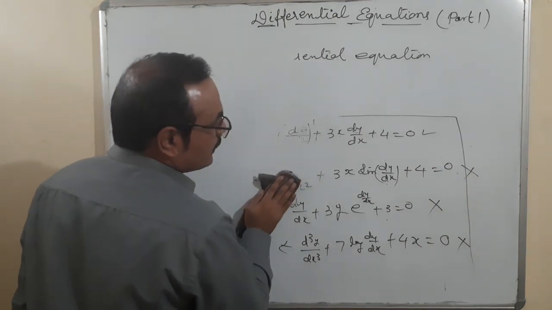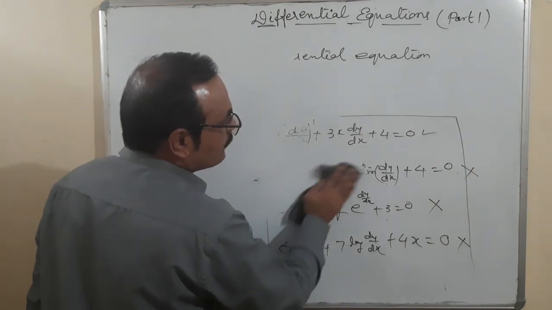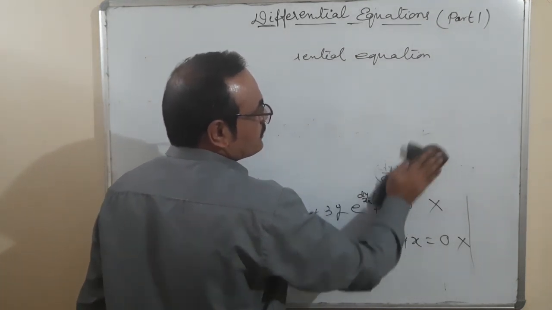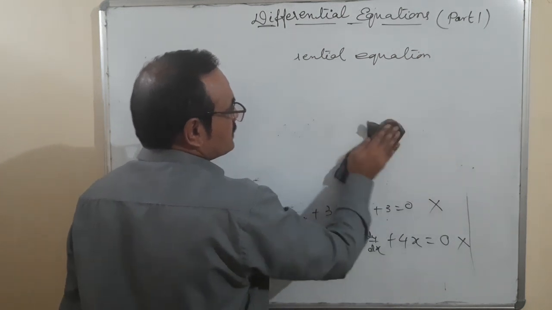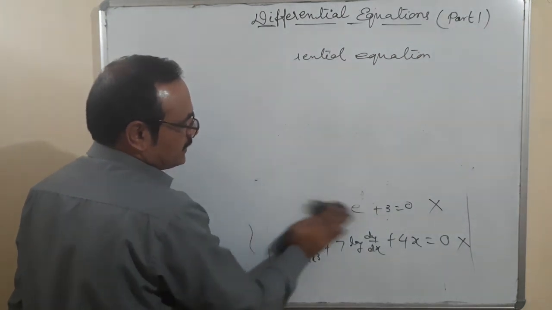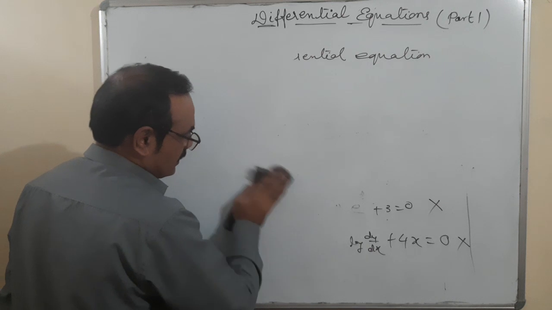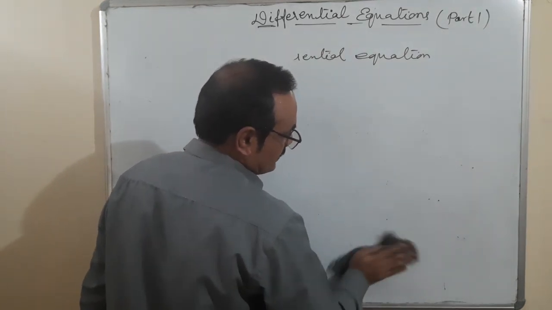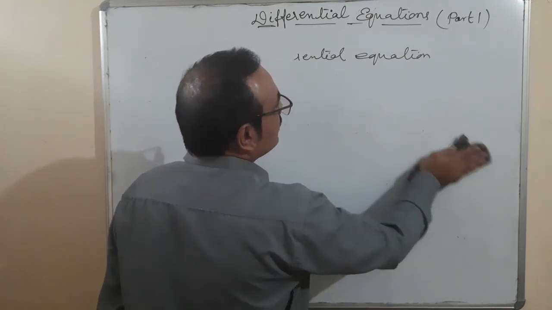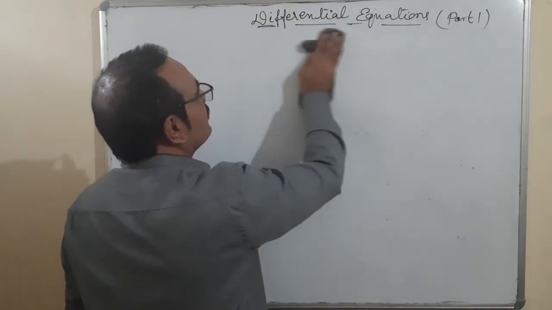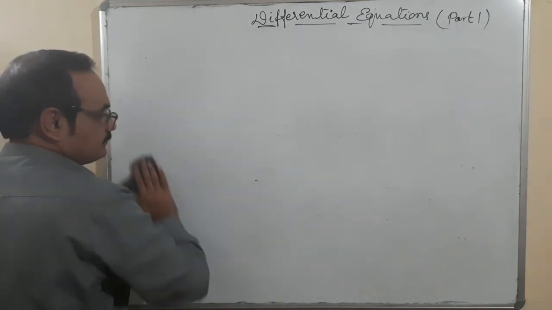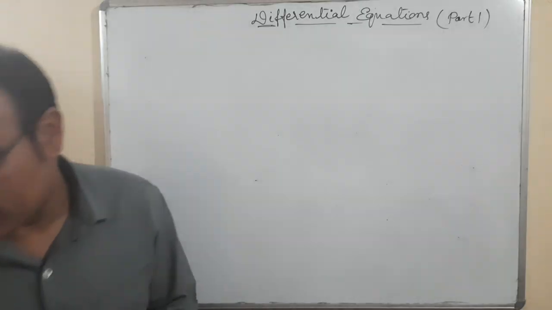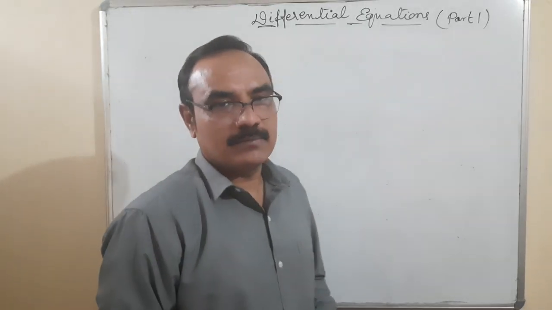So basically, when a derivative appears in the angle of a trigonometric term, in the power of an exponential, or inside a log, when we see examples like that, degree is not defined. And the derivatives should have non-negative integer powers only.